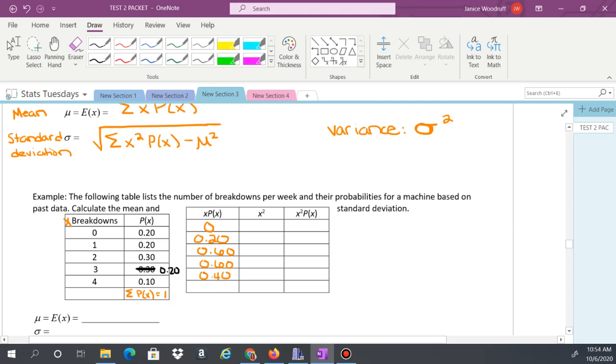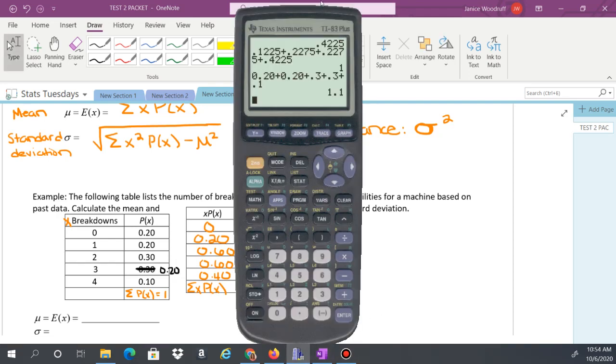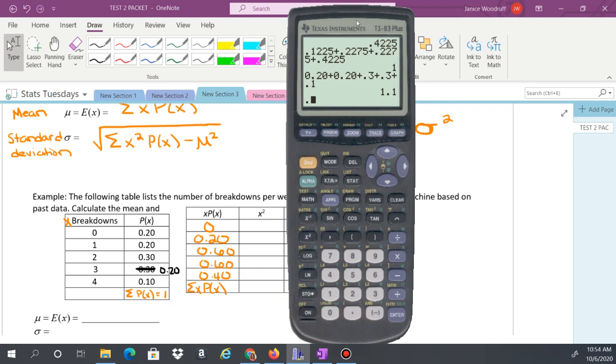Let's add this column together. That'll give us the sum of X times P of X. So this is the sum of X times P of X, which is also the mean. So let's see, that's 0 plus 0.2, 0.6, 0.6, 0.4. So 1.8.